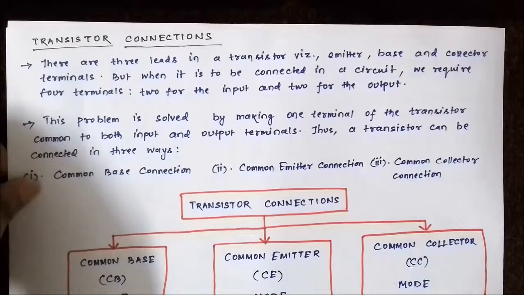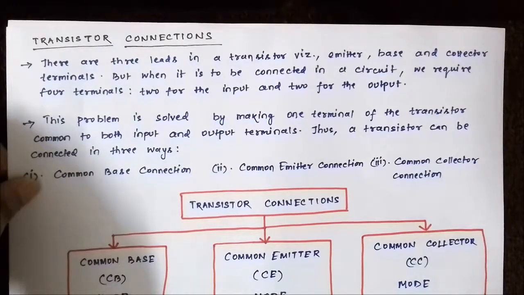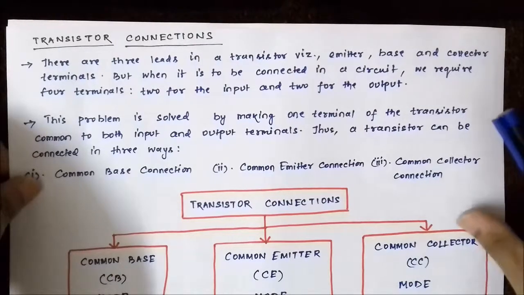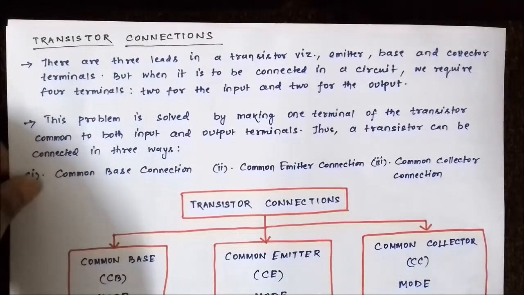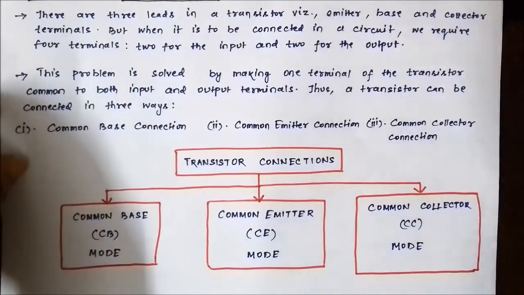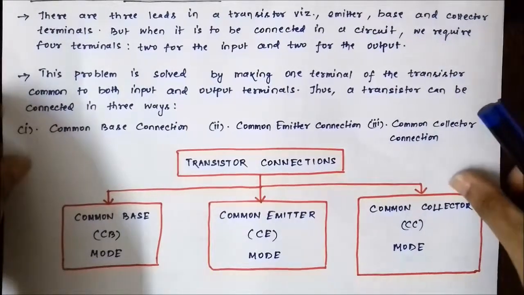Now this problem is solved by making one of the terminals or leads of the transistor common to both the input and the output terminals. Okay, so one terminal is common to both the input and the output circuit. As the BJT has 3 terminals, there can be 3 possible ways in which a BJT can be connected in a circuit. So we have 3 types of transistor connections or transistor configurations.